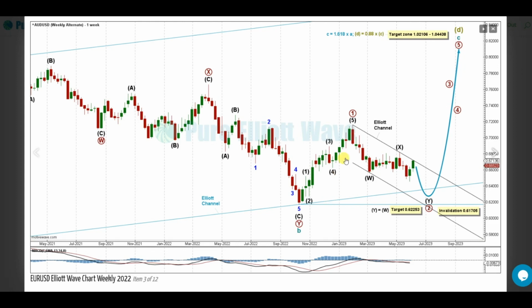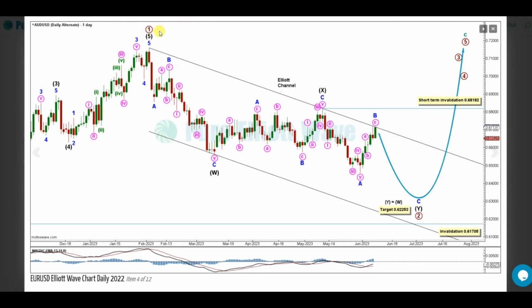On the daily chart, we'll take off from the top of primary 1 here and look at this in much more detail, and I'll give you those key levels. This is the top of primary 1 going into primary 2. You can see a WXY zigzag in this scenario with the Elliott channel surrounding recent price action. The short-term invalidation for this count sits just above at 0.68182, and at this level, the B wave in a zigzag would move beyond the start of the A wave, which is not allowed under Elliott wave rules.